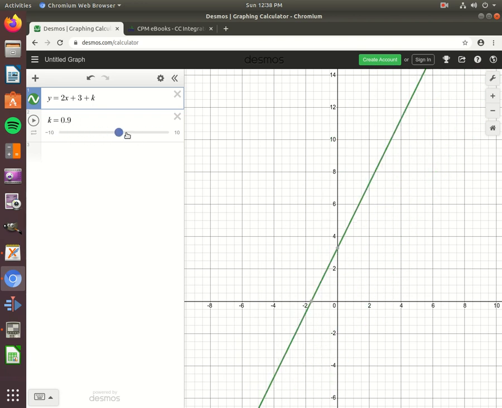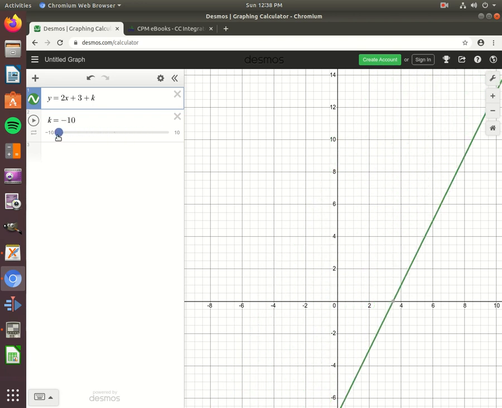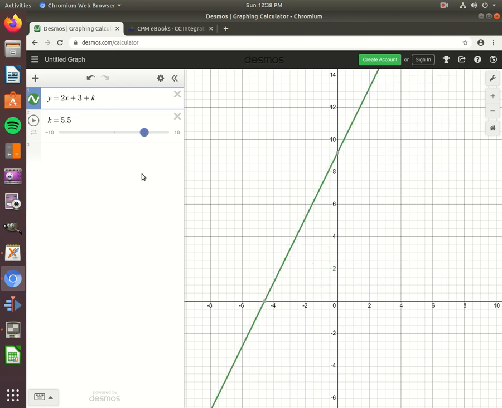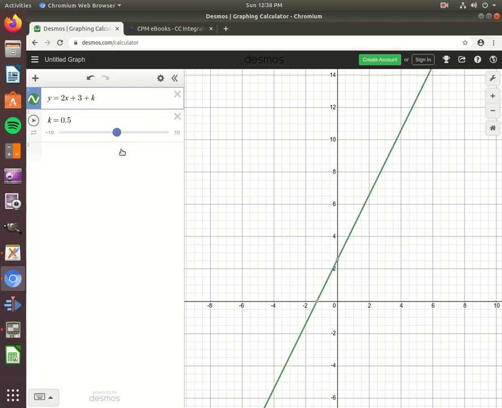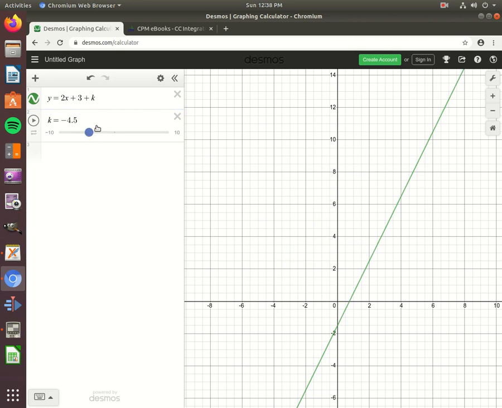It might look like it's moving left and right if you're looking at the x-axis, but look at the y-axis, and you'll see that it's also moving up and down, just one of the quirks with the line there.